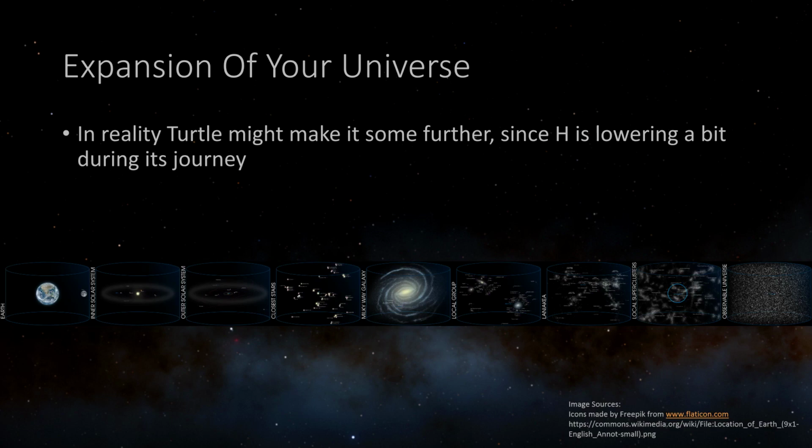There we have it. I have to add that in reality the turtle might make it a little bit further, since age is lowering a bit during its journey. As I explained, it's expected to lower 10%, but for this simulation and for this run here, it really doesn't matter because it would make things complicated. So I get my mouse back in.